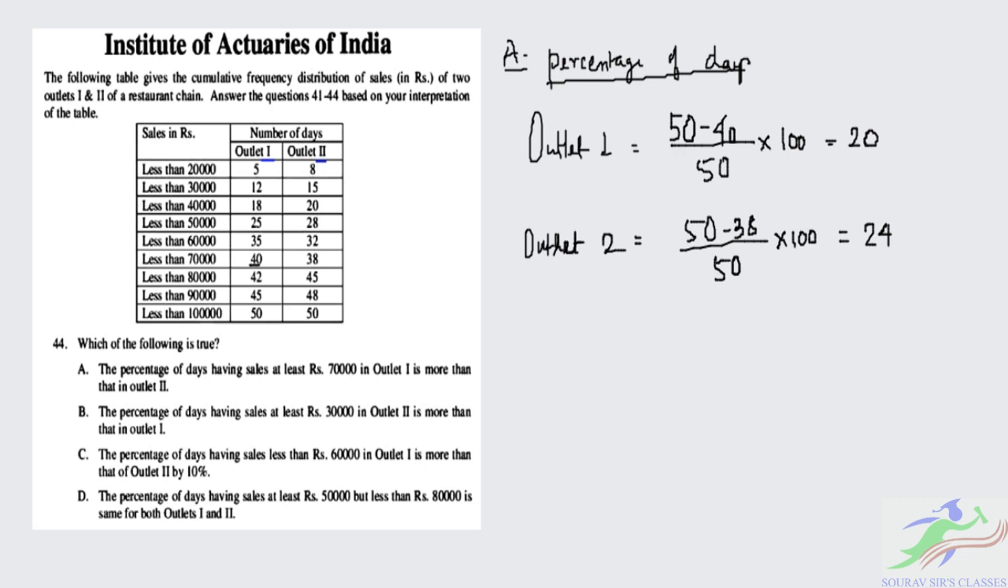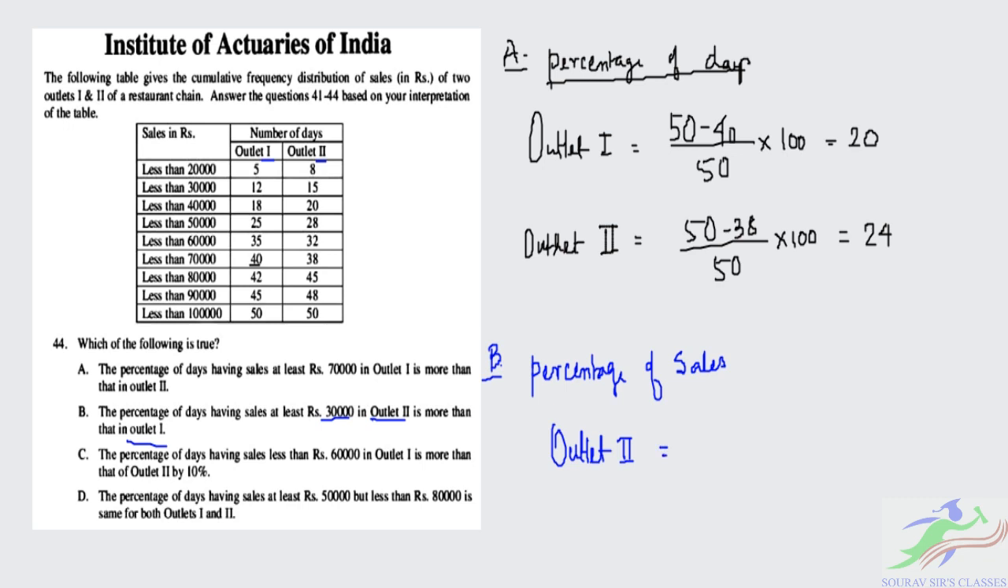So in B it is given that the percentage of days having sales at least 30,000 in outlet 2 is more than in outlet 1. Similarly, you have to find the percentage of days. So first you have to find outlet 2 and then we will go with outlet 1. So outlet 2, we can also write it in this manner.